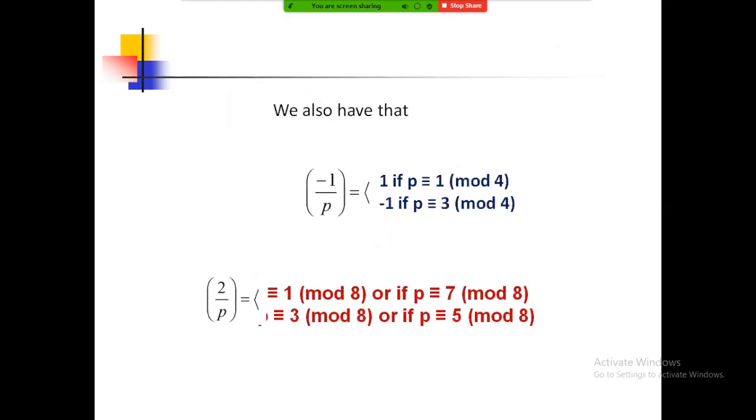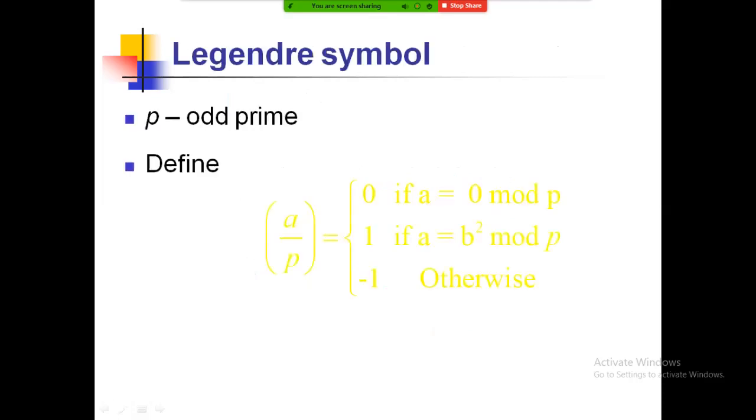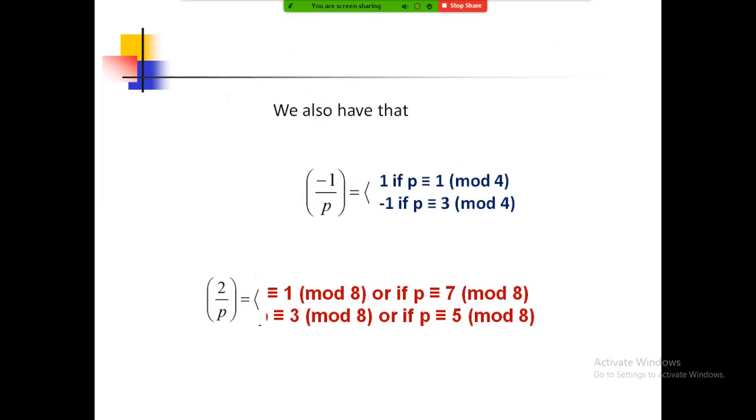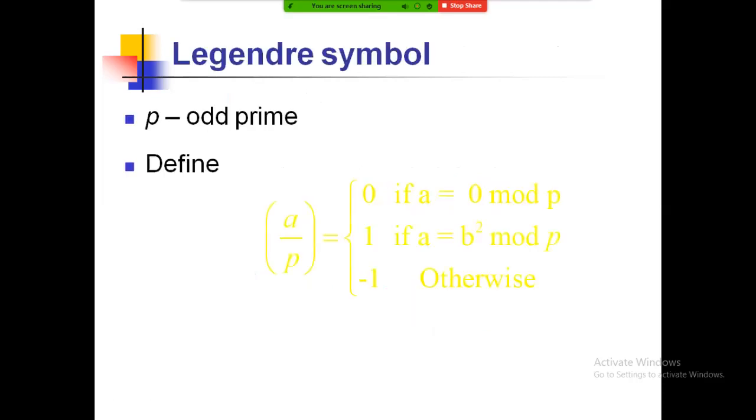And we also have this one; you can have a glance. (-1/p) is equal to 1 if p is congruent to 1 mod 4, and minus 1 if p is congruent to 3 mod 4. The same concept holds for (2/p), modulo 8. Generally, the symbol is 0 if a is congruent to 0 mod p, 1 if a is congruent to b² mod p, and minus 1 otherwise. So just remember the statement of quadratic residue and non-residue. That's all.